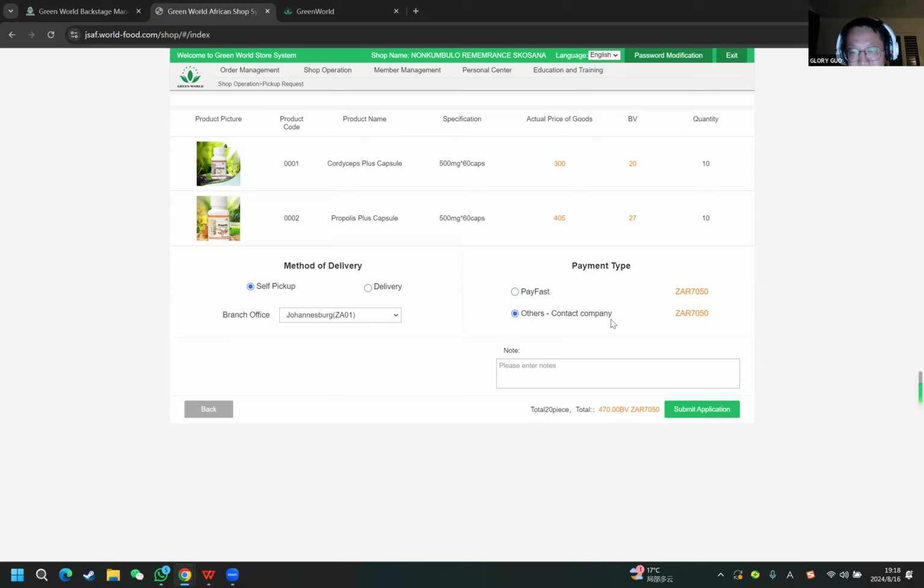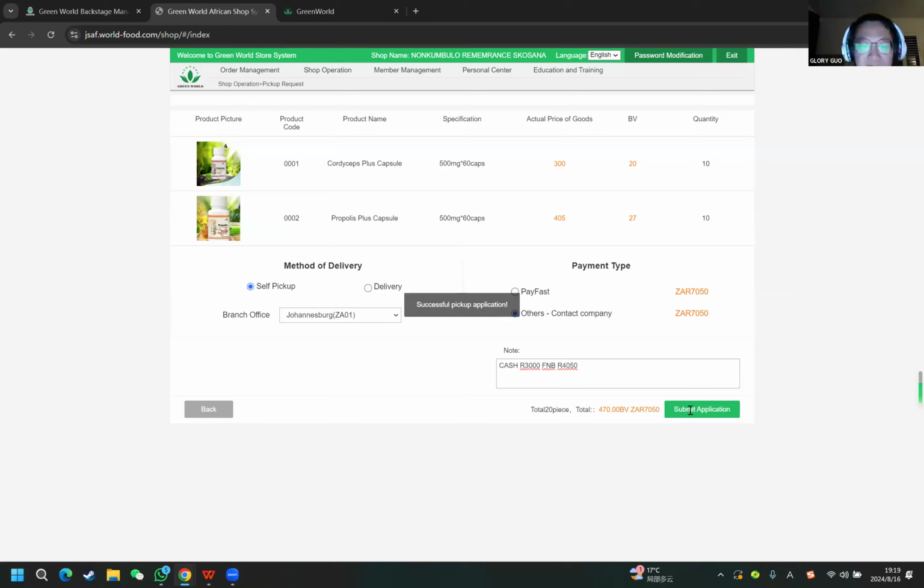You choose contact the company, and then you put your notes here. For example, I'm going to pay cash 3,000. I'm going to deposit to FNB Bank 4,050. This is optional. If you want to make the management and also yourself clear, you can put it. If you don't want to put it, it's also fine. And then you put submit application.